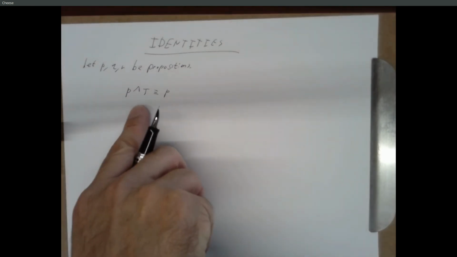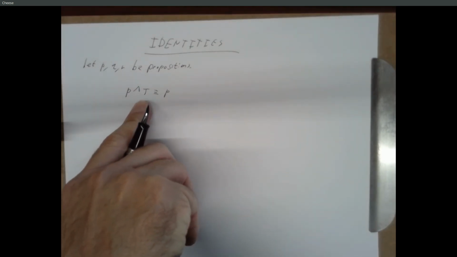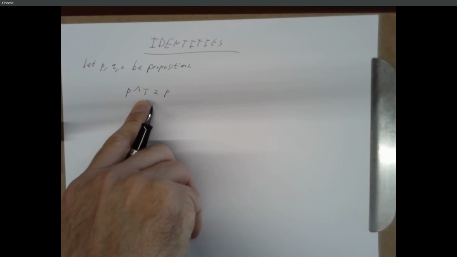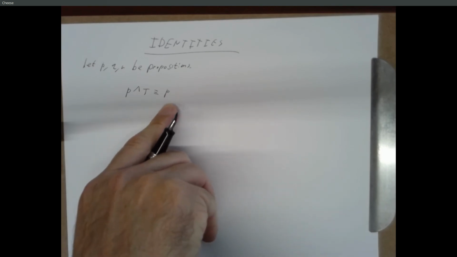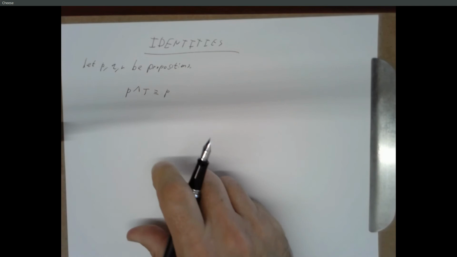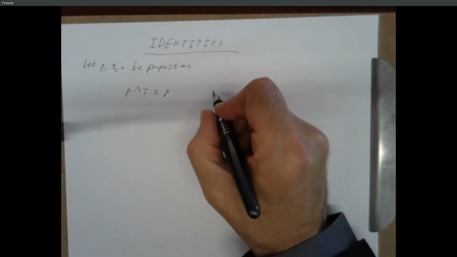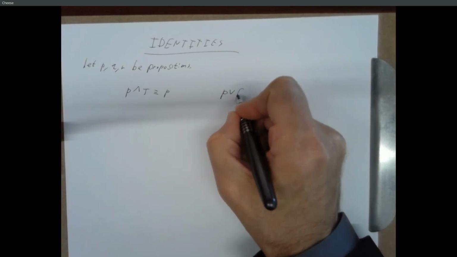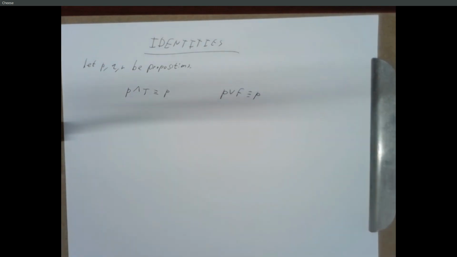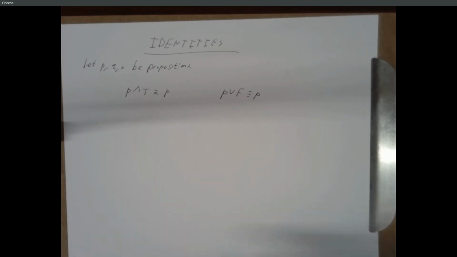Unknown proposition P and today is Friday, that has the same logical value as whatever proposition P has, because we're ANDing it with something that's true. Today is Friday. P ORed with false is also logically equivalent to P. It's going to rain today, or 1 plus 1 equals 3. Well, that statement is true precisely if it's true that it's going to rain today.